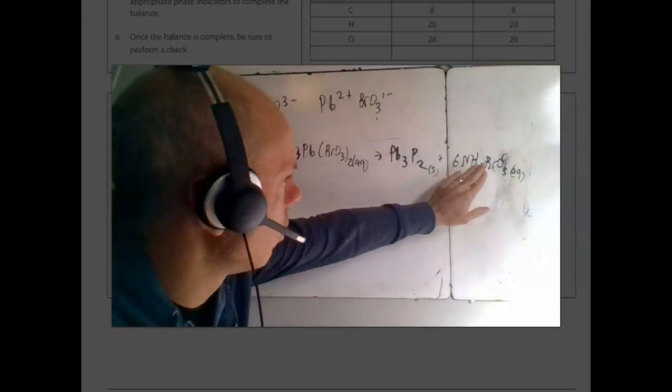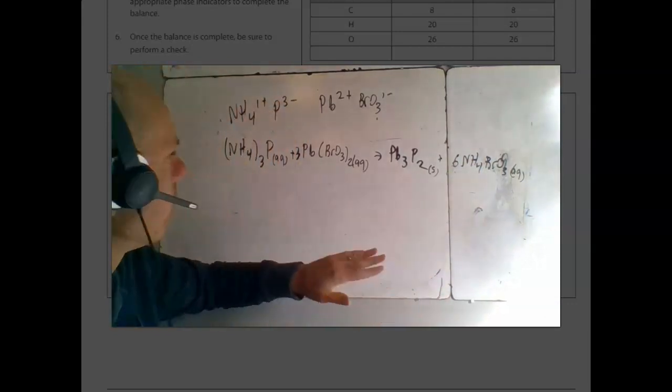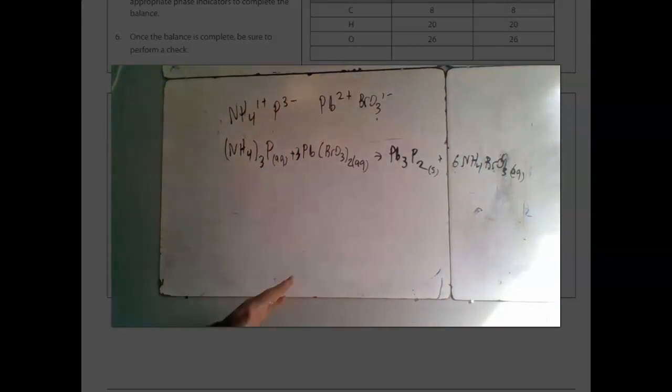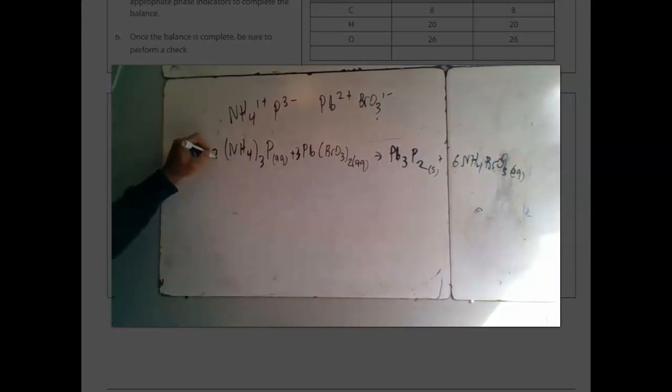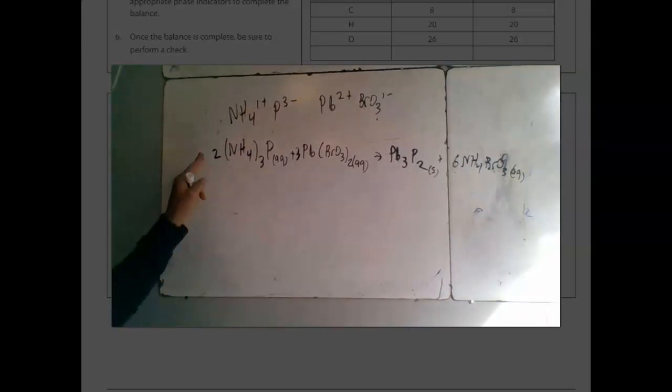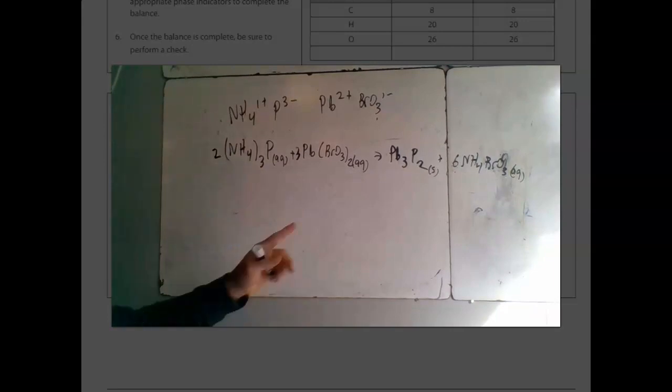But this 6 altered ammonium, so I now have 6 ammoniums on the right, and I had only 3 on the left. So I'm going to balance ammoniums next, because they were altered by balancing bromates. Put a 2 there, and that balances ammoniums, and it gives me 2 phosphorus on the left, which are equal to the 2 phosphorus that were on the right to begin with. And that, folks, is balanced.